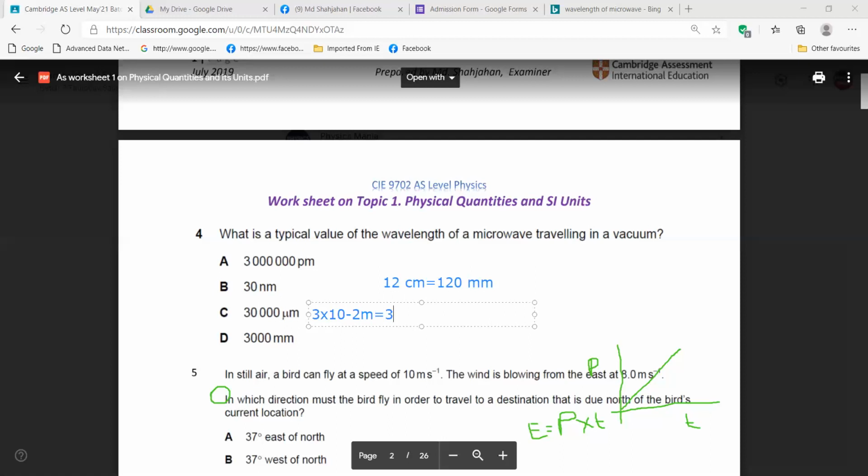Because 100 centimeter is 1 meter, so it's coming 3 centimeter. Okay, so this one is much more closer, right, to 12 centimeter? Yes. Then we check with this one. Does it match?